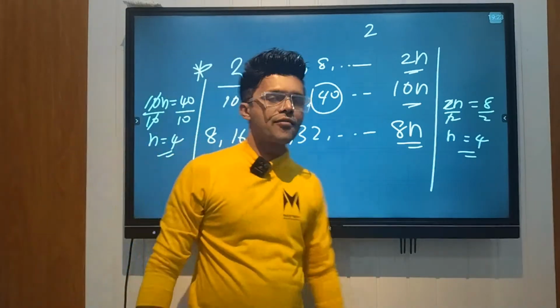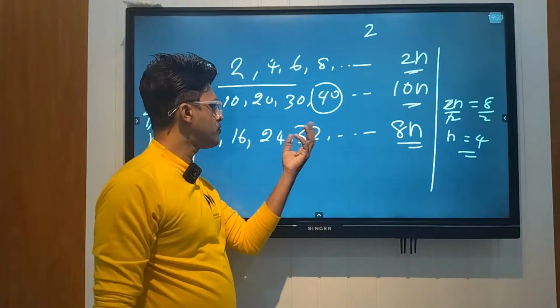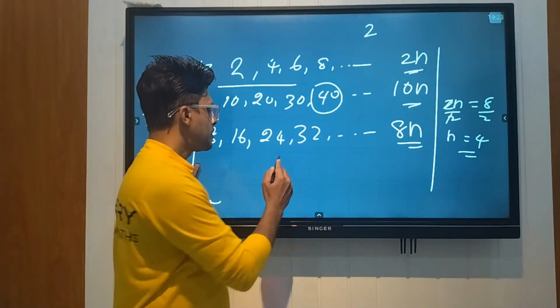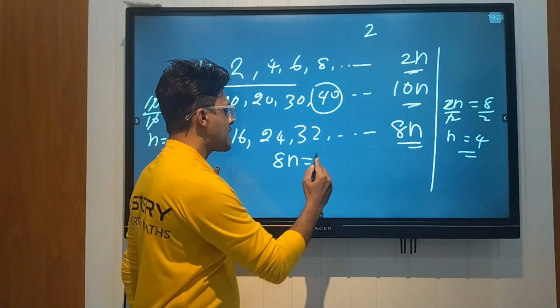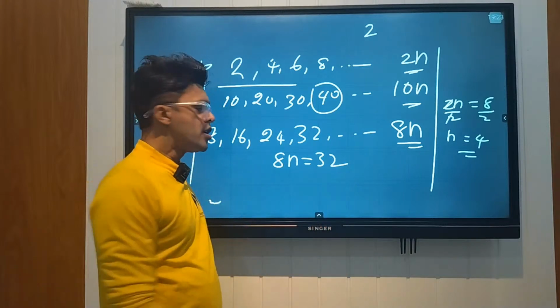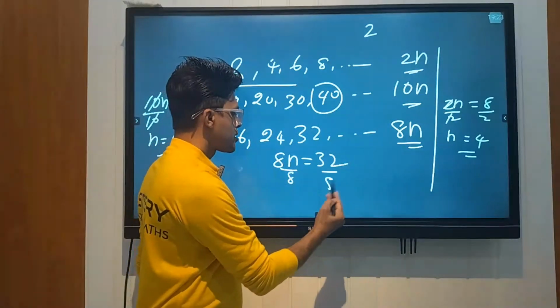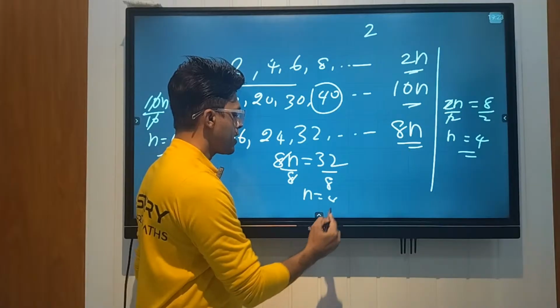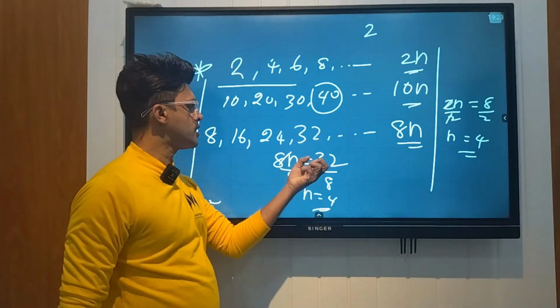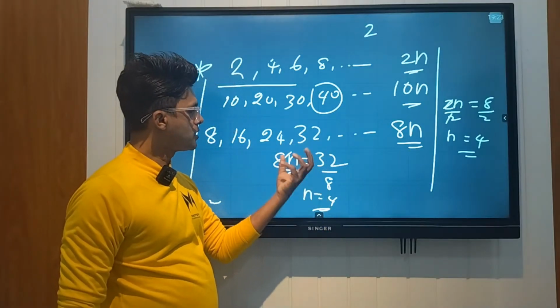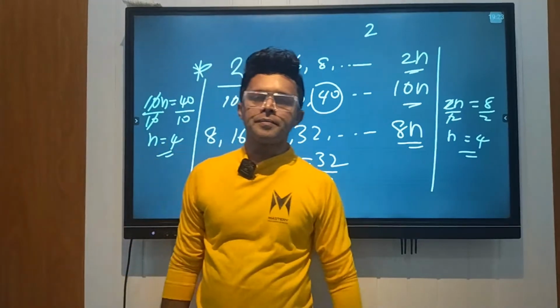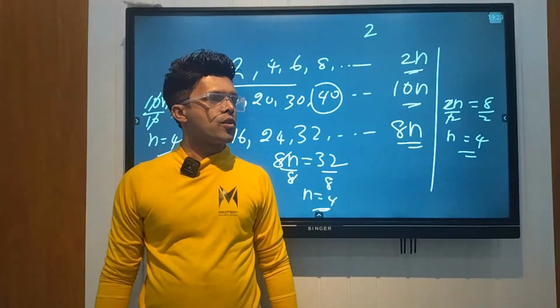If you are asked which term is 32 here, then you need to write that 8n equals 32. Dividing by 8, n equals 4 here. So 32 is the fourth term here.